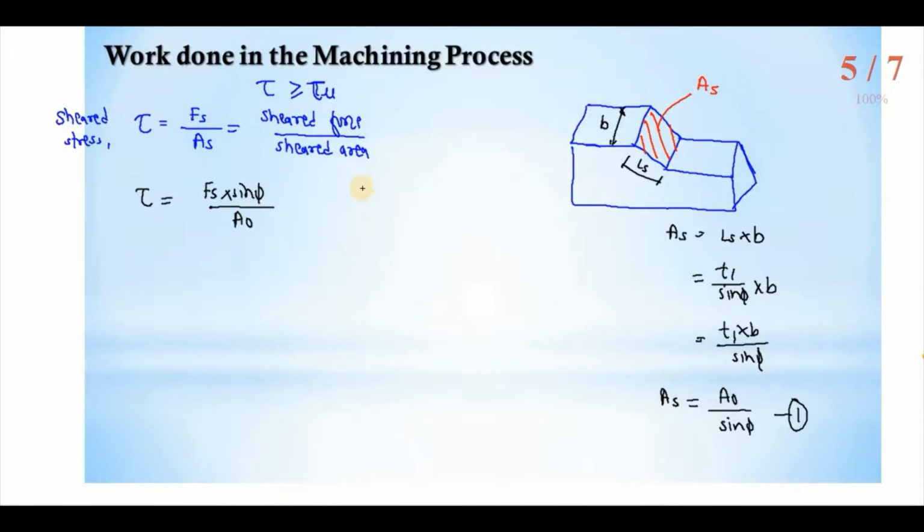So this shear stress must be greater than or equal to the ultimate shear stress. That is a possible case of machining. If this value is less than the ultimate stress, then we get an impossible case of machining, where chip formation will not occur.